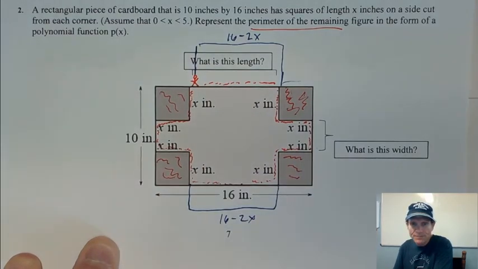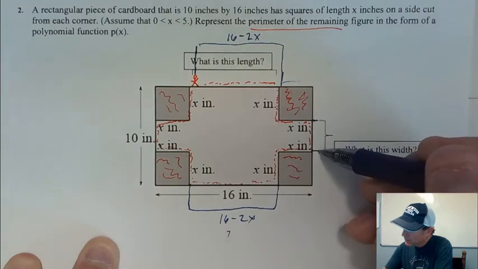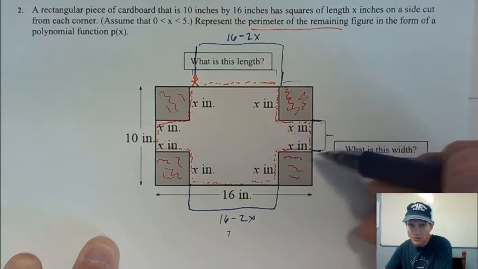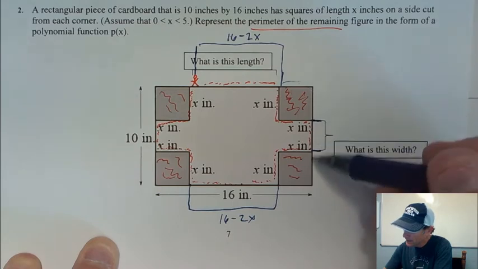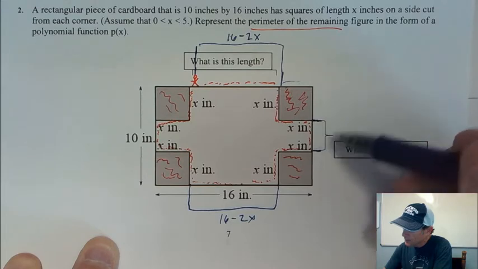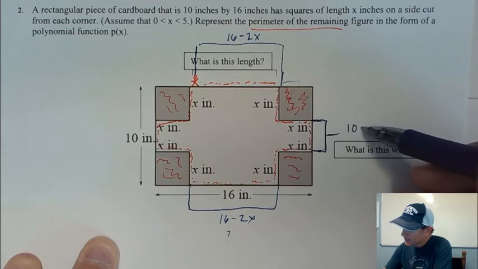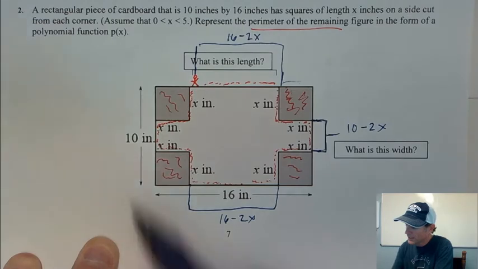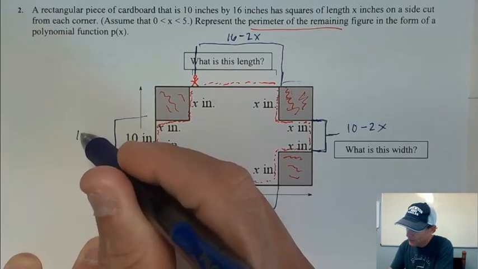Then looking at this side, this could be a little confusing, because you might think that this distance here is x because it's about the same shape as those little x pieces. But since we know the length of this is 10, and we're subtracting off this x piece and this x piece, this distance right here is 10 minus 2x, similarly to what we did on the longer side. And then this piece here is 10 minus 2x.